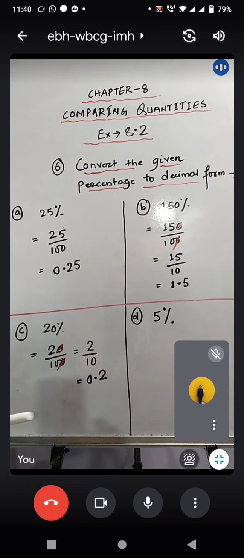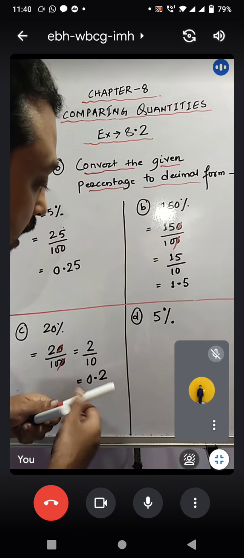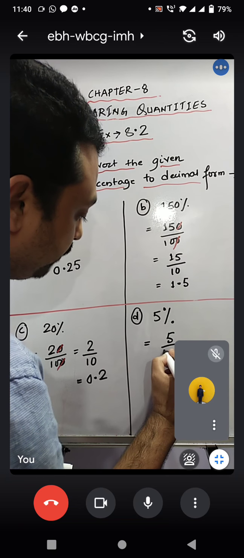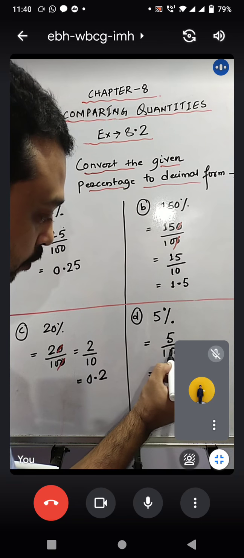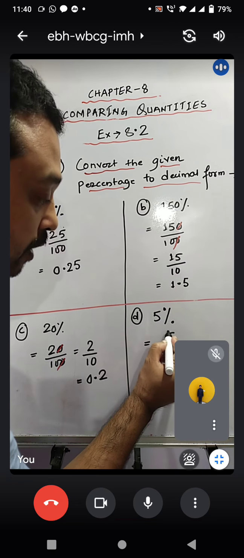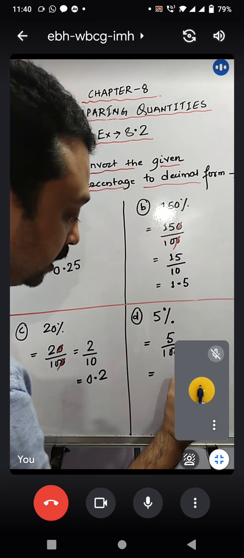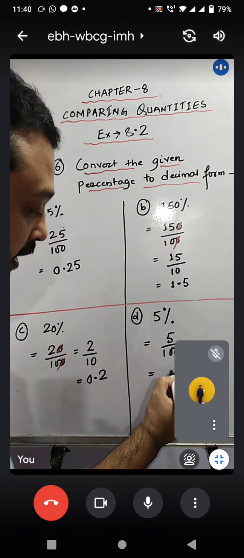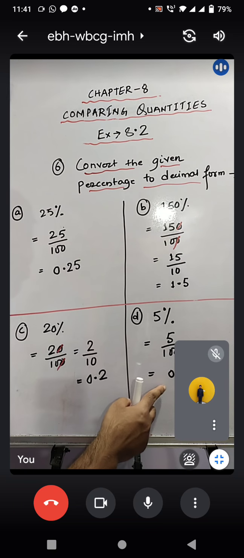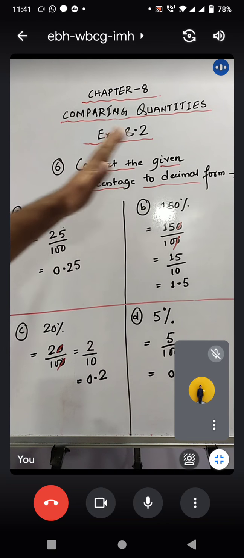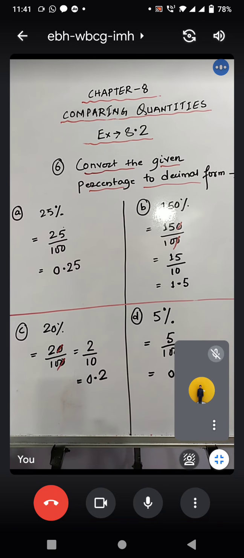Now the last sum of question number 6, that is part D. It is written 5%. How to write 5%? We'll write 5 by 100. Now you see two zeros are there, so how to convert this into decimal form? We need two digits, but we have only one digit here. So the other digit you have to fill with 0. Then you will put the point and then again 0. So your required answer is 0.05. This is the required solution of question number 6. Now let's move on to question number 7.